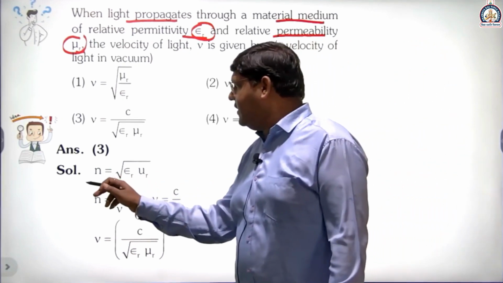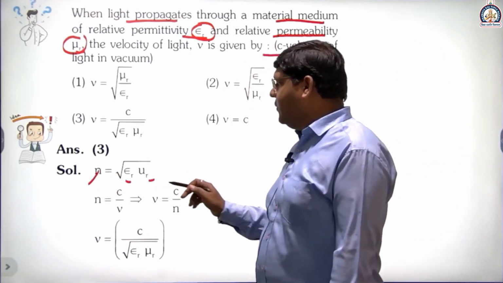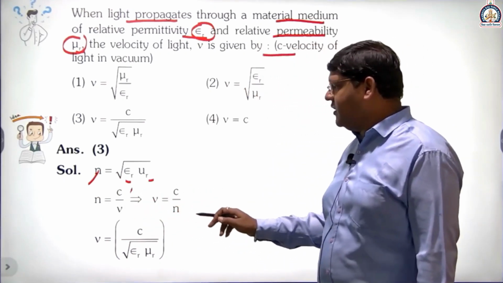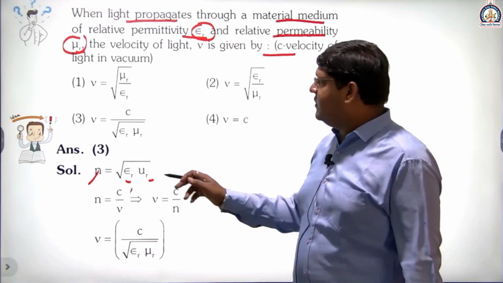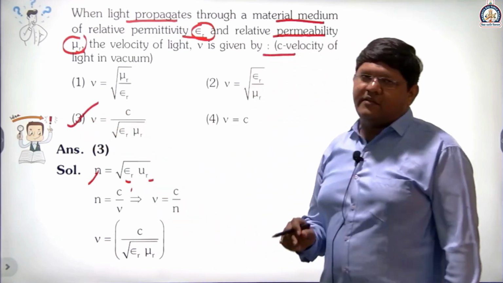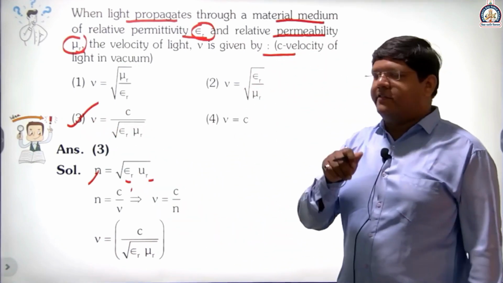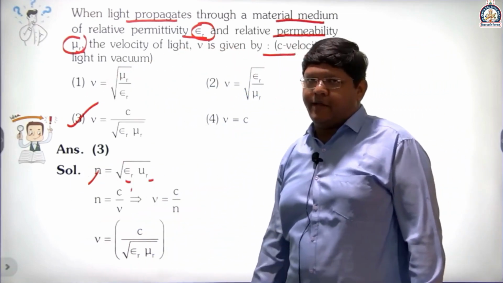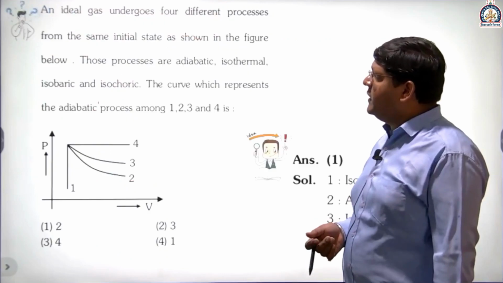So the relation is N is equal to root of ER into mu R. We can see N is equal to C upon V, so V is equal to C upon N. So the required answer is option number 3. This is simply the application of formula or the relation between these both parameters, permittivity and permeability. Okay, moving to the next part.